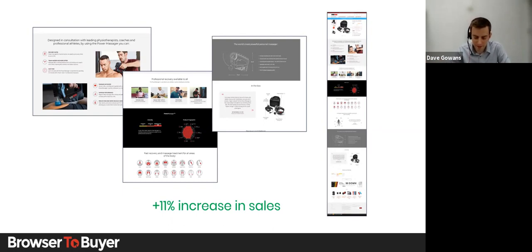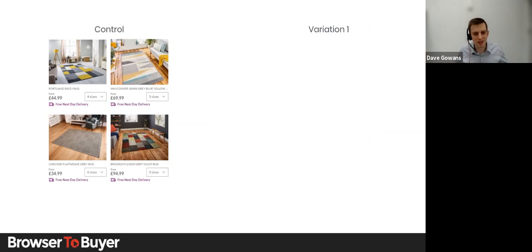Now, a lot of what people talk about when they talk about CRO and conversion optimization is best practices. There's a lot of stuff out there about, put this on your site, put social proof on your site, do this, do that, the things that should work.